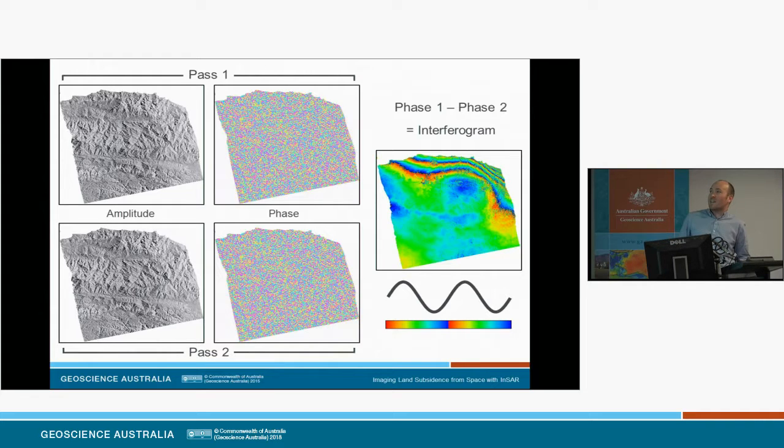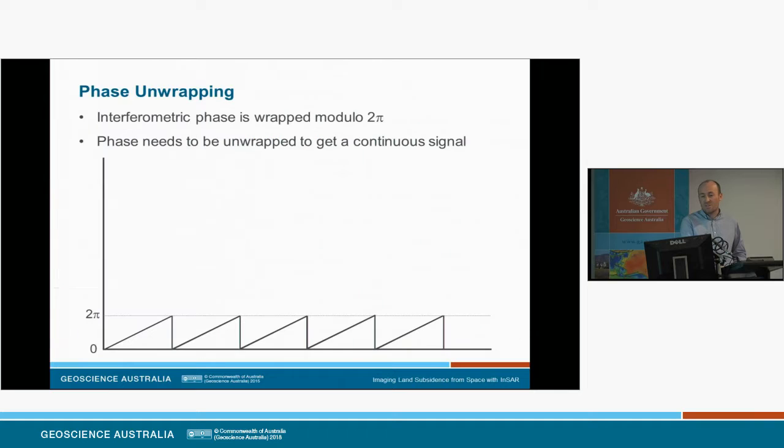So what we're looking at here now is fringes, where each fringe corresponds to 1 full wavelength of range change between the 2 times of the SAR image. And so the full color scale corresponds to 2 pi radians change of the phase. So using these interferograms, we can actually look at patterns of change between the 2 times of the SAR images.